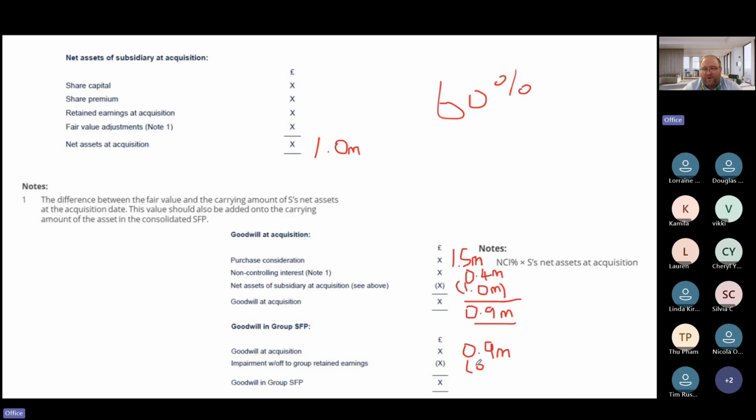So let's say that we think it was £200,000 too much, so we're going to impair it by 200,000. Goodwill that we're going to put in the group statement of financial position would be 1.7 million.